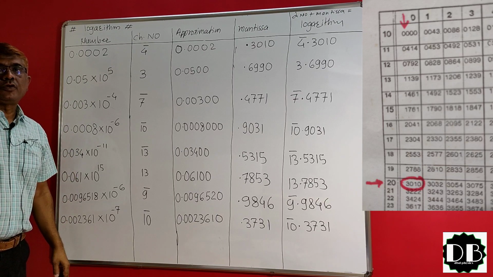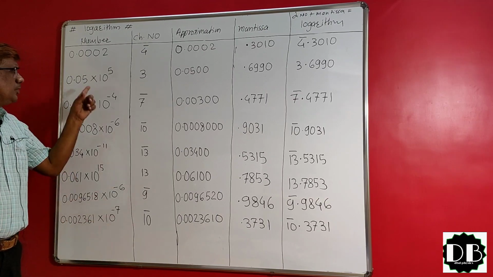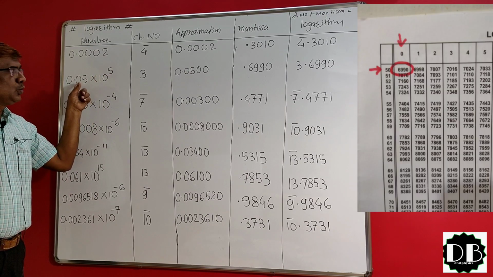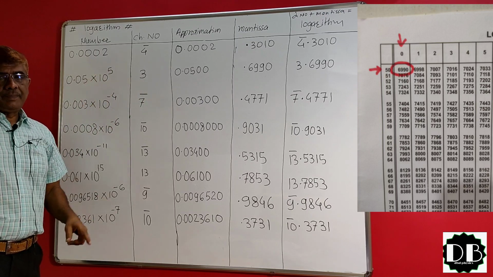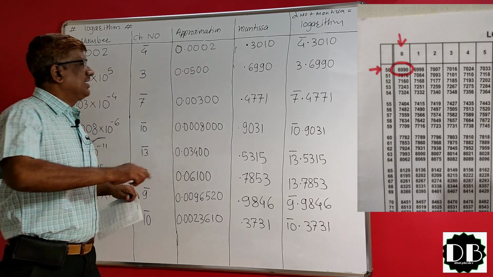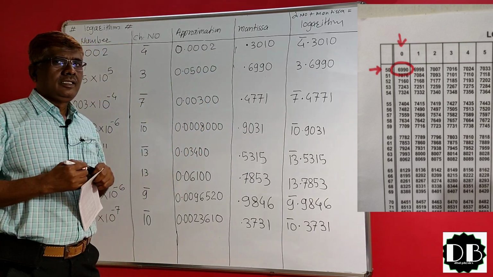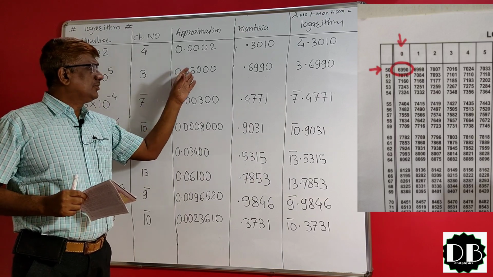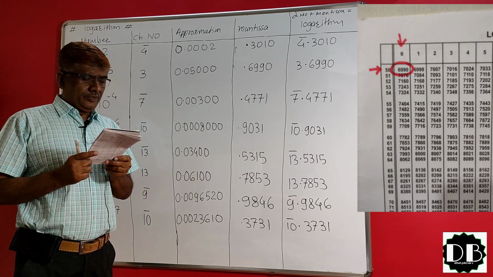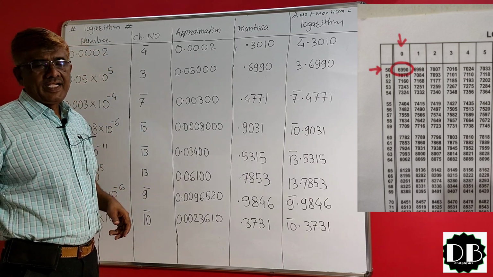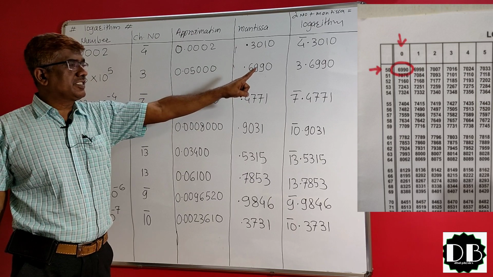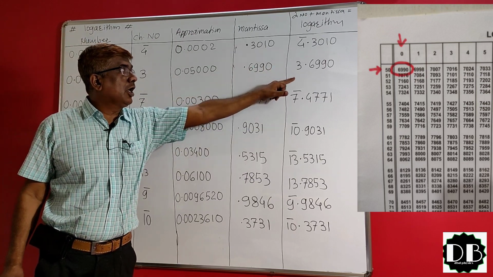Another number is 0.05 into 10 raised to 5. Here we can see that the character number is bar 5 plus 3. 50, approximation 500, or you can add so many zeros, it doesn't matter. Adding any number of zeros makes no difference, we only need to look at 50 to 0. 50 to 0 gives 6990. It is the mantissa 6990. Character number is 3. Add both: 3.6990. It is our logarithm.